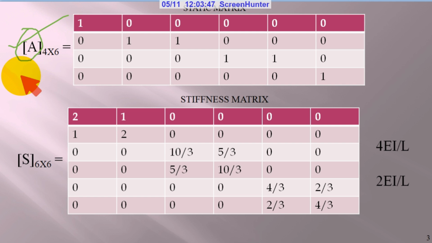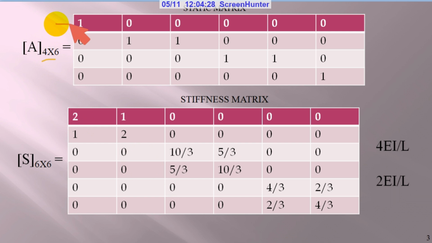So static matrix is always NP by NF. So NP stands for number of rotations. In this continuous beam, number of rotations are 4, and number of fixed end moments, in this continuous beam there are 3 spans and 1 overhanging span, so number of fixed end moments are 6. So our static matrix will be of size 4 by 6, which I have mentioned here.